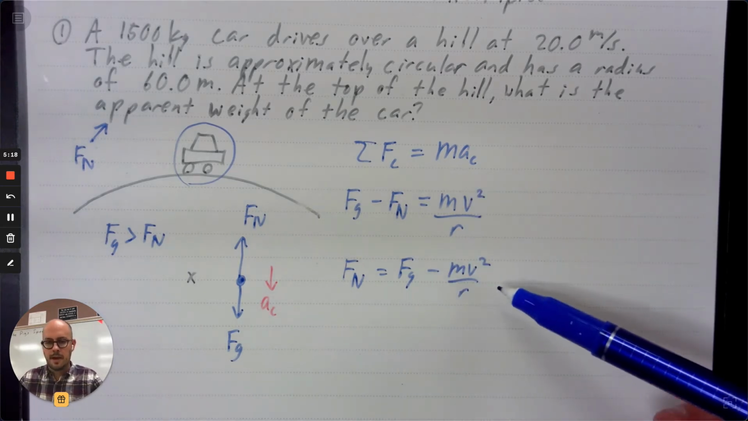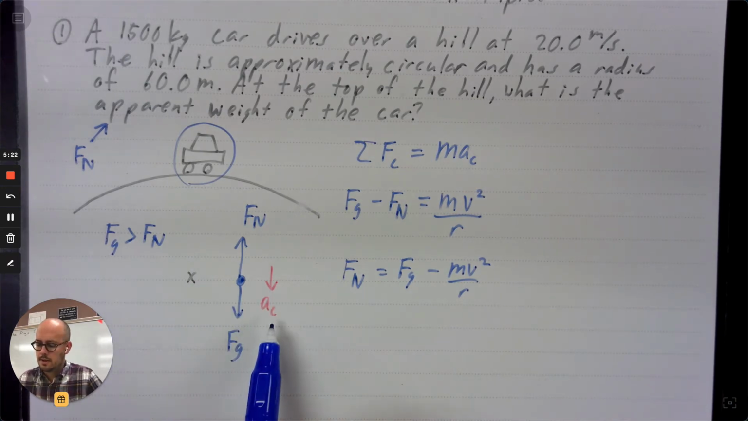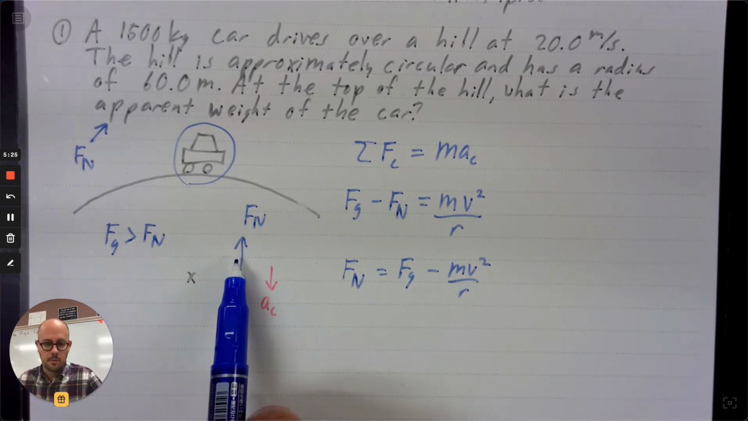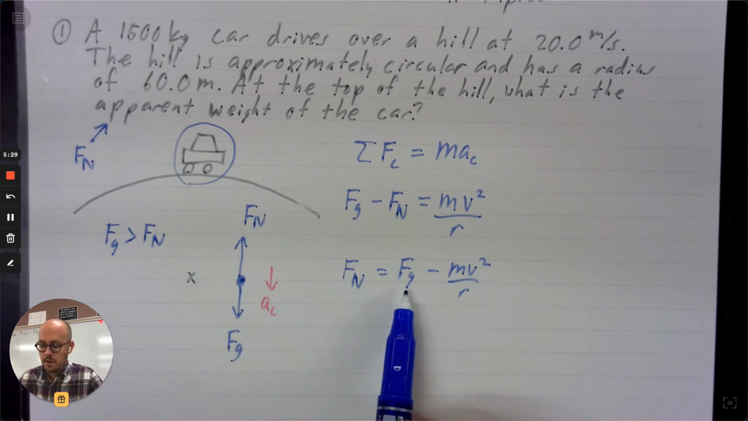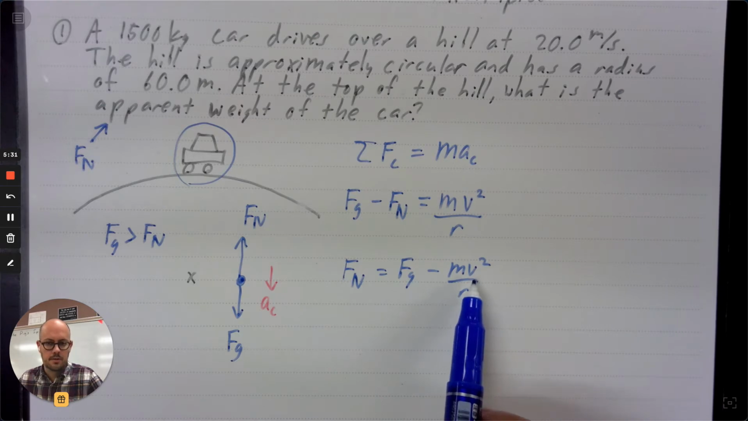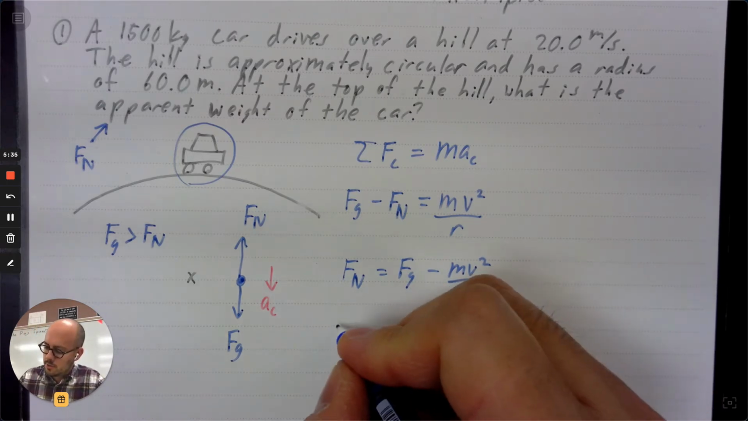And so I would get the force of gravity minus mv squared over r. This is mathematically showing what we understand conceptually. Because the net force is down, gravity has to be greater than the normal force. And in the expression, I have the normal force is equal to the force of gravity minus the net force. And so that's mathematically proving that that is true.